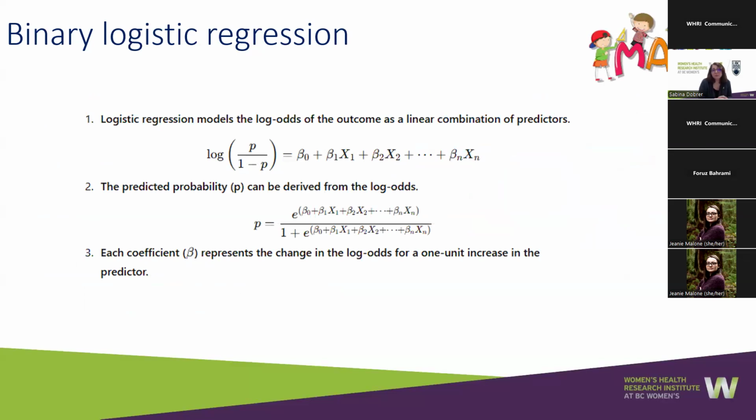So this is more mathematics. This is the formula of logistic regression, and using simple math, taking the exponential of our formula from right to left, we actually can come up with the formula that will explain how to calculate our probability. And in this specific model, each coefficient represents the change in the log odds for a 1 unit increase in the predictor.